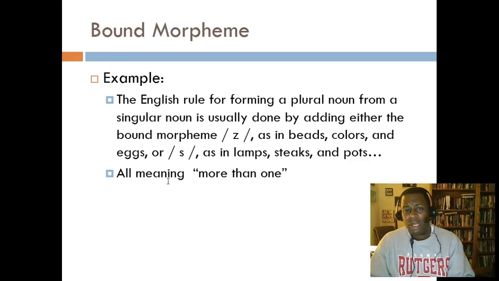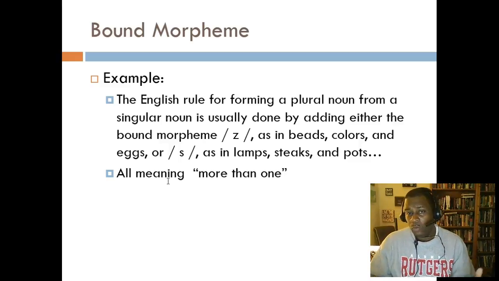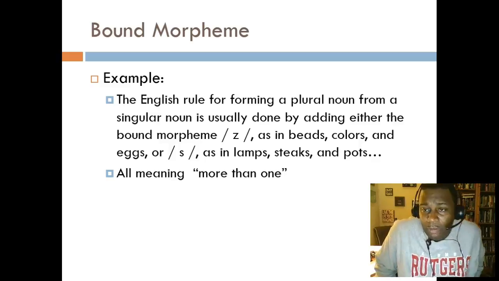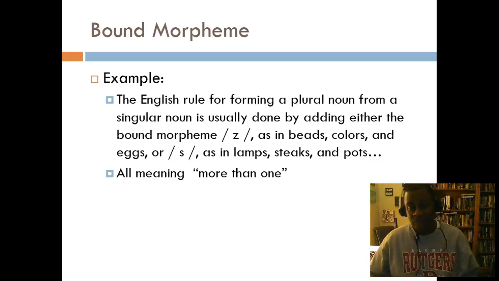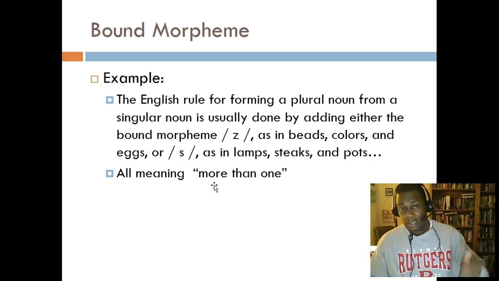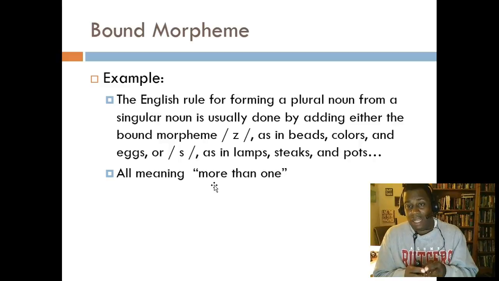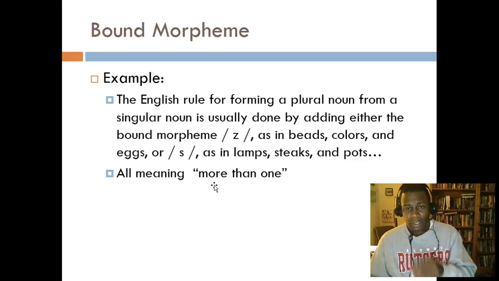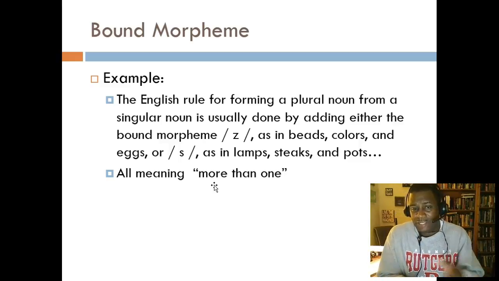An example of a bounded morpheme: the English rule for forming a plural noun from a singular noun is usually done by adding either the bounded morpheme /z/ or s, as in beads, colors, eggs, or as in lamps, steaks, pots.